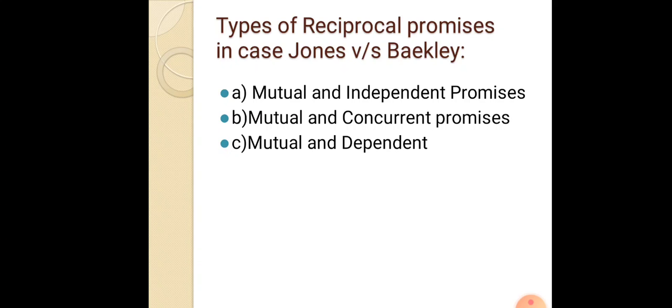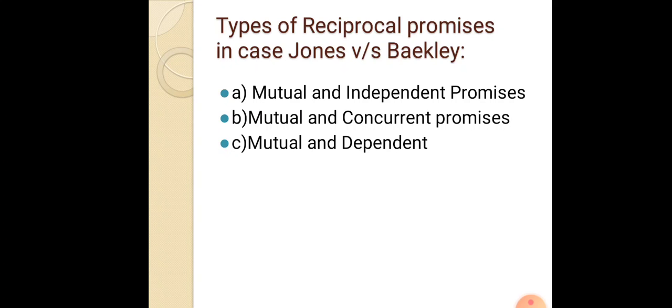For example, in a sale, A agrees to pay the price of goods on 15th and B promises to supply the goods on 22nd of the same month. The promises are mutual and independent.